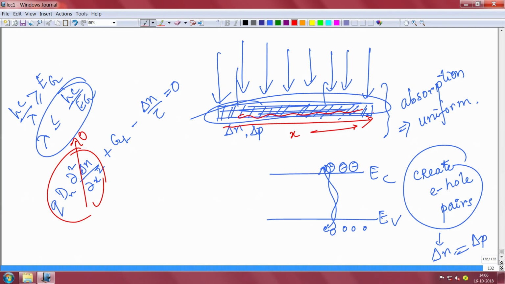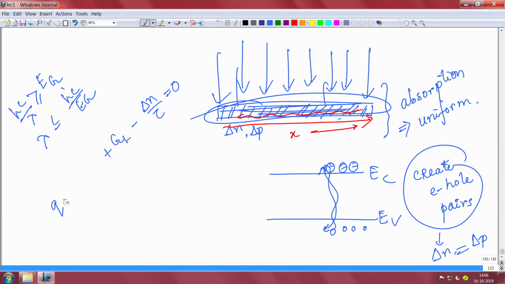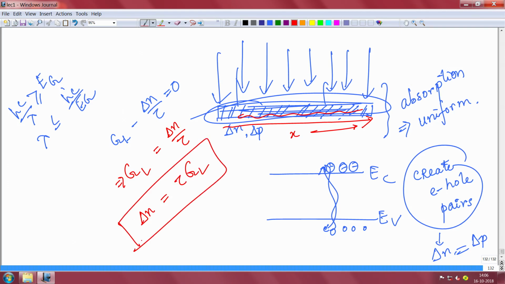So then I can solve this equation, and from this I can say the optical generation rate is equal to delta n by tau. So the excess carrier that is generated, delta n or even delta p, is equal to tau times GL. That is the excess carrier that is generated uniformly. The light that you are shining will have a given GL, so it might be 10 to the power 15 per centimeter cube per second. You multiply that with the lifetime, say a nanosecond or whatever, so you will know how many excess carriers you are generating.